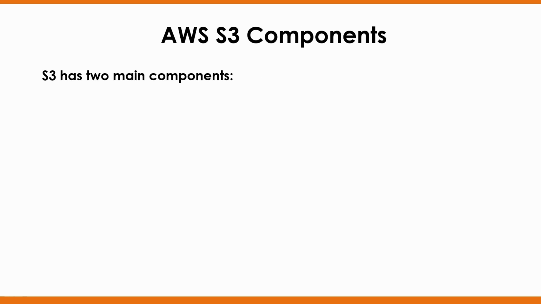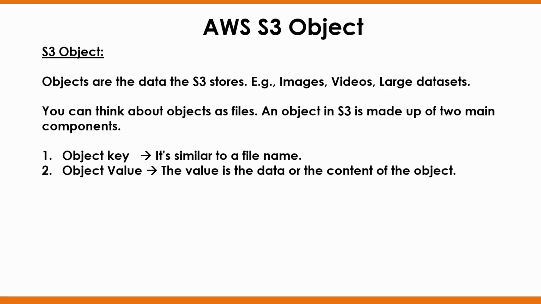Let's see the S3 components. S3 has two main components. The first one is object and the second one is bucket. Let's see the object. What is an object? Basically, objects are the data that S3 stores, for example images, videos, large data sets, etc. You can think about objects as files, and an object in S3 is made up of two main components. The first one is object key and the second one is object value.